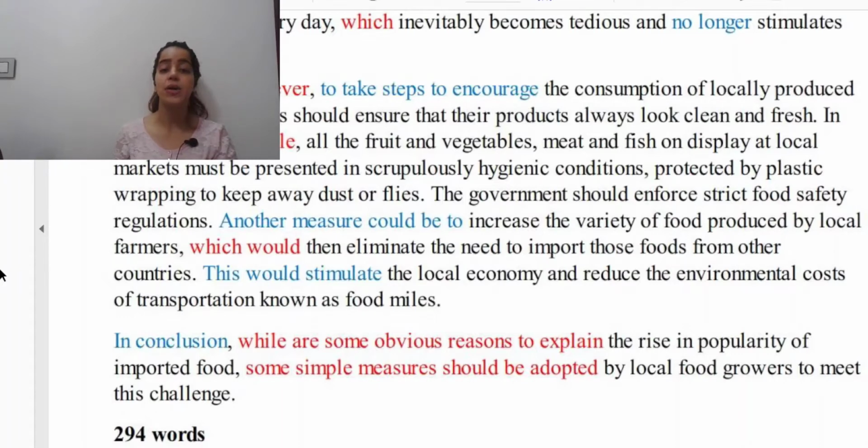What's more is our conclusion. In conclusion, while there are some obvious reasons to explain the rising popularity of imported food, we are referring back to the first question, the reasons. And some simple measures should be adopted by local food growers to meet this challenge. And we are giving the suggestion. So here we go with the second question's answer. So that is it. As you can see, answering double question essays is really easy if you know how to do it and what kind of organization or structure you should be following.